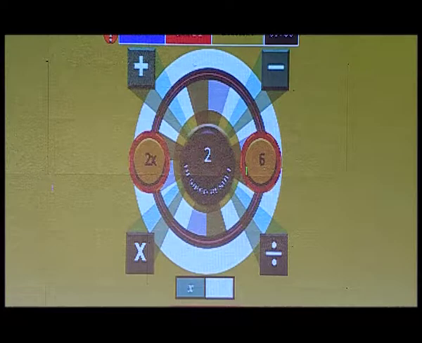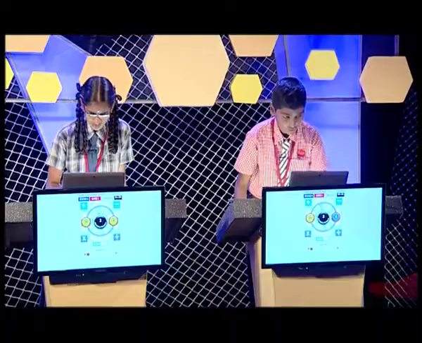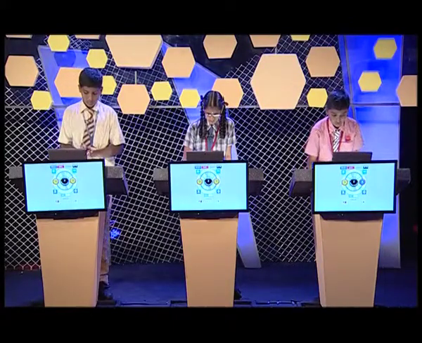Round number 4 coming up for you, and this is algebra. Best of luck. Game number 1 coming up for you. Simple and easy. You've got 2x and you've got 6. Enter the value of x and arrive at the number 2.